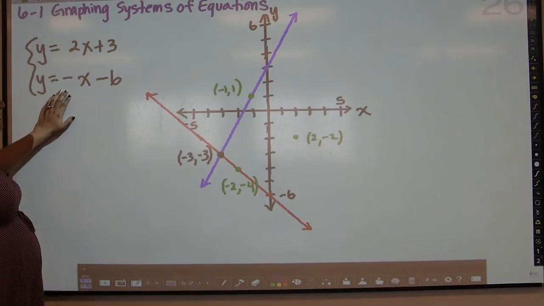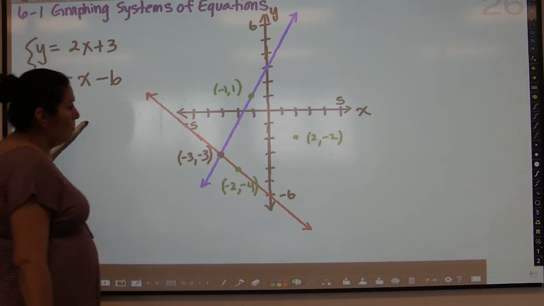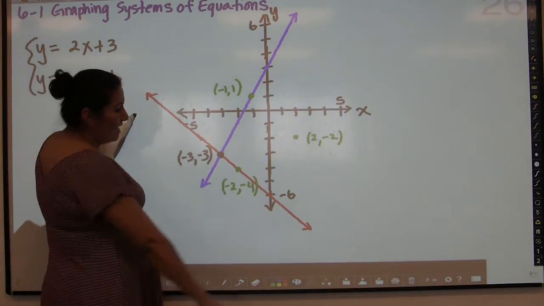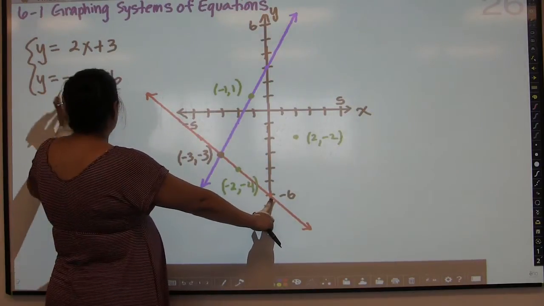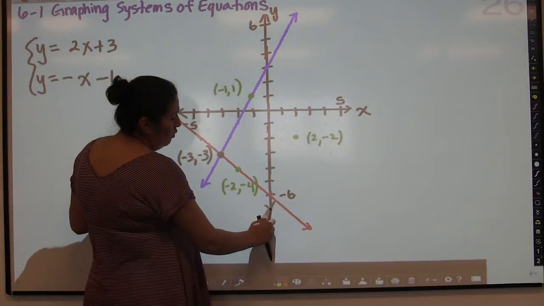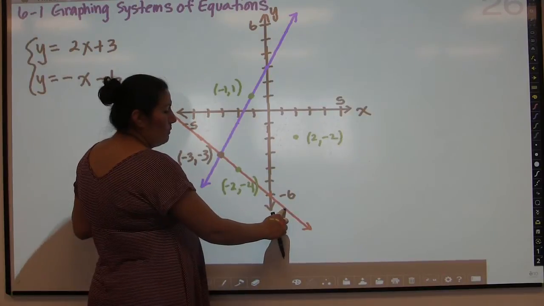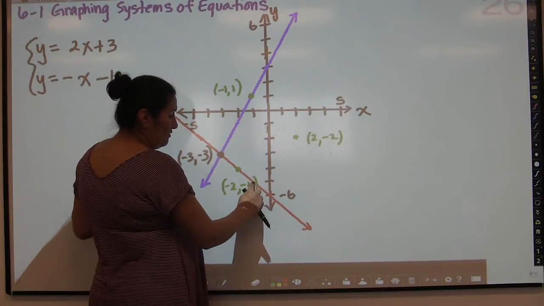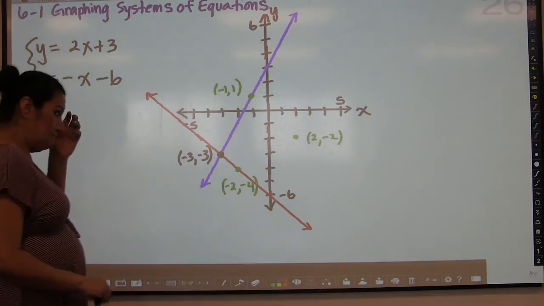And then for y equals negative x minus 6, I plot the y-intercept, which is negative 6, so there's my negative 6. And then my slope is negative 1, so I can go down 1, right 1. Or if I want to go backwards, I can go up 1, left 1, and still be on the line.